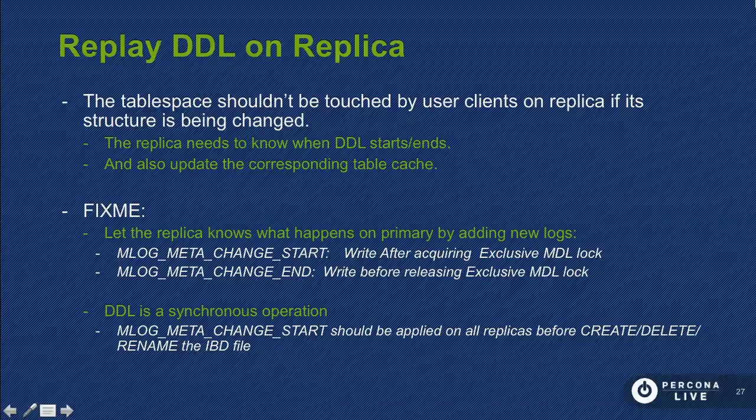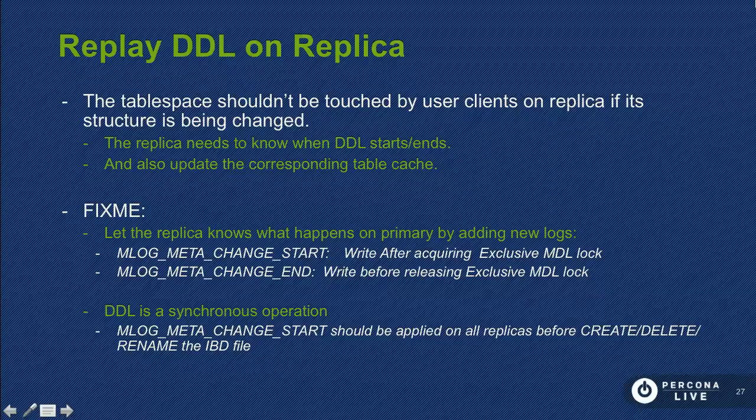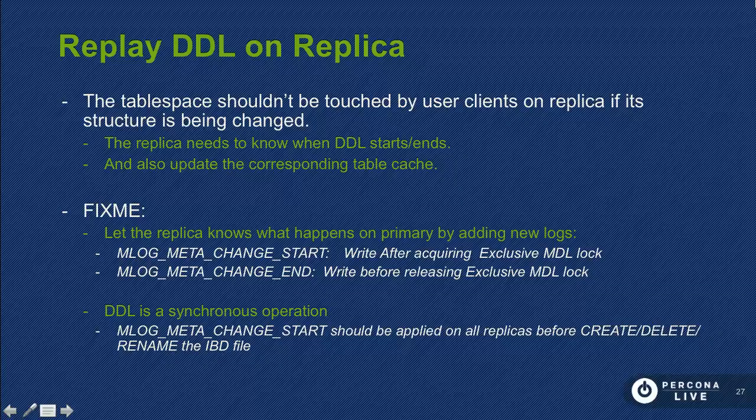So we have to make sure that the user client on a replica will not access this table while it's being changed. So we add 2 kinds of redo log. The first one is the MLOG_META_CHANGE_START, which is written to redo log after acquiring an exclusive MDL lock on primary. And another log is MLOG_META_CHANGE_END, which is written before releasing the exclusive MDL lock.